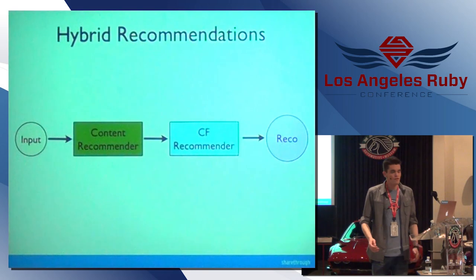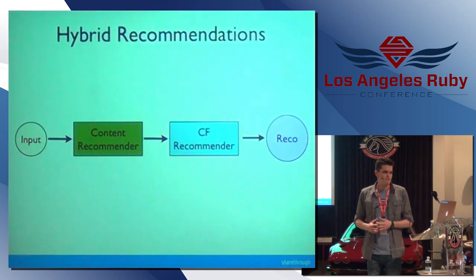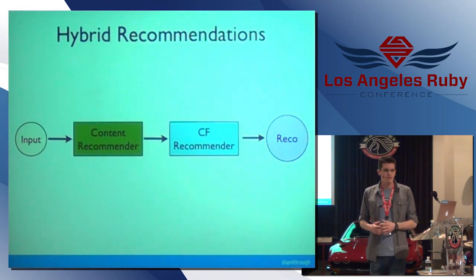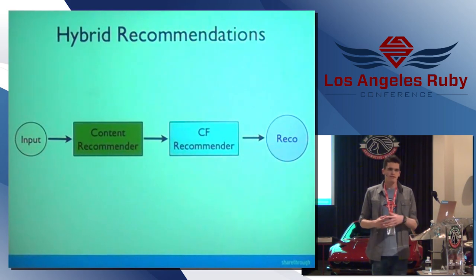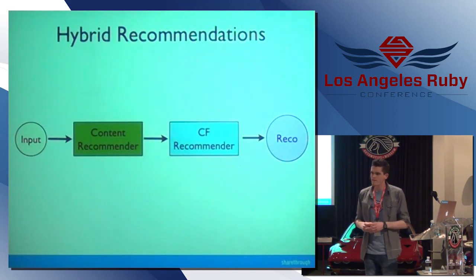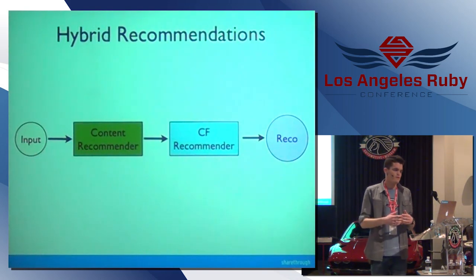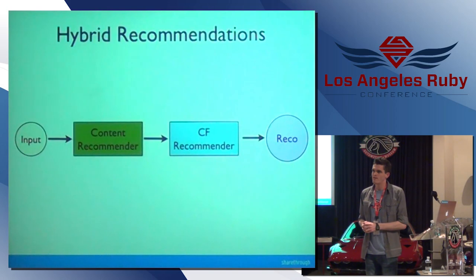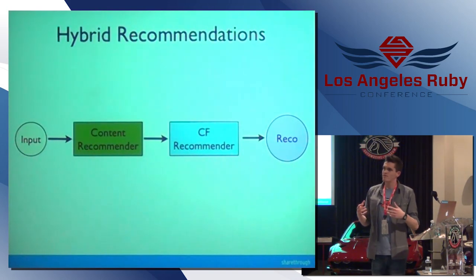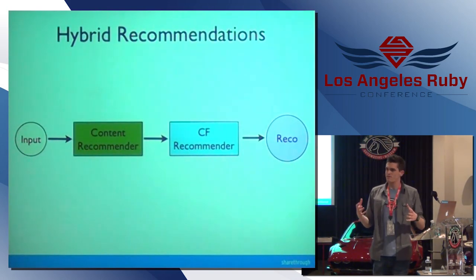That's one way to do it. The other way you can combine things is you can actually have them feed into each other. Right? So in this case, your input goes directly into your content-based recommendation, and that might start to do that clustering ahead of time. And once you have those clusters, you then put the cluster data into your collaborative filtering recommender. Now what this does is it helps reduce that data sparsity problem, right?